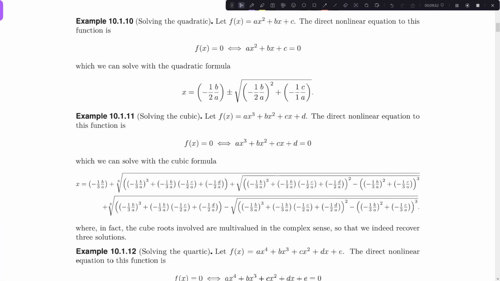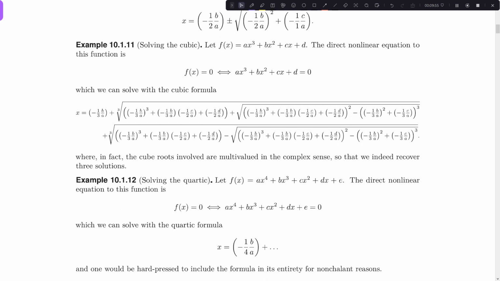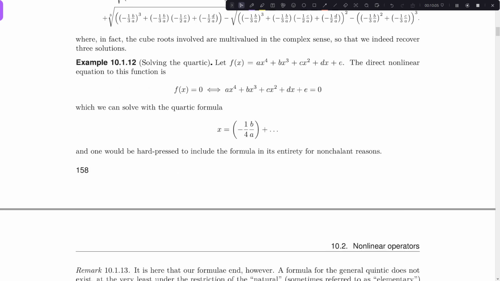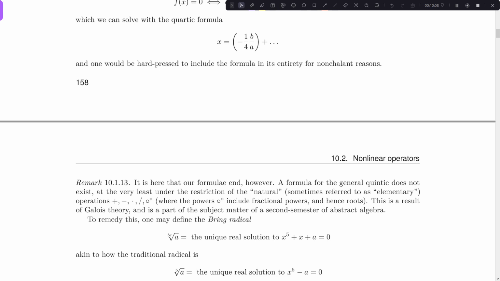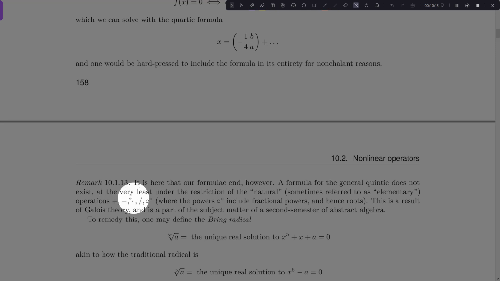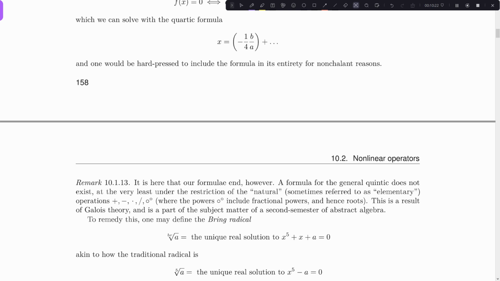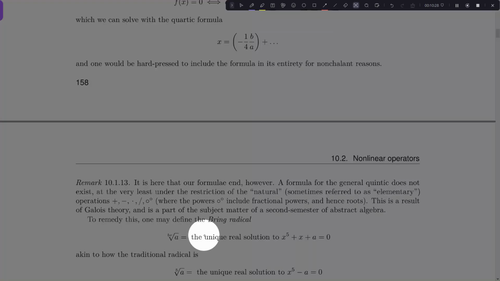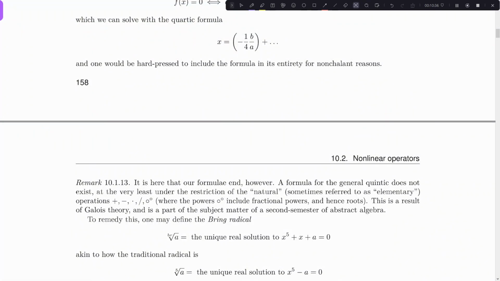And for the quartic formula, the leading term is in fact negative 1/4 b over a, but then it gets huge, enormous, right? So we don't include the rest of the quartic formula here. And the quintic formula, most of you perhaps already know this. There's the remark: there's no formula so long as we're restricting ourselves to these so-called elementary operations, plus, minus, times, division, and powers, even logarithms, I think. But you can gain a solution if you define the Bring radical, which is the unique real solution to x to the 5th power plus x plus a equals 0. Then all of a sudden you do actually have a formula. Not that it's pretty, but just something fun to know.